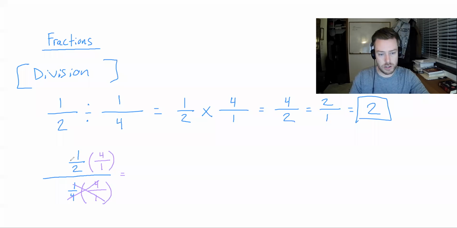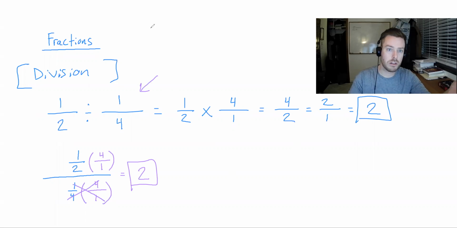So this should look very similar to this up here, the 1/2 times 4/1, which we know because we just did it is equal to 2. Now, if the second method helps you understand how to divide, do that one. If the first one helps you more, do the first one. Just remember that you need to take the reciprocal of the second fraction when you do this. Okay, so that's pretty much it for that stuff.